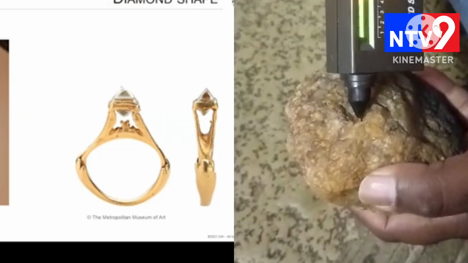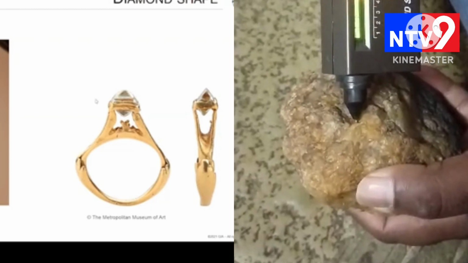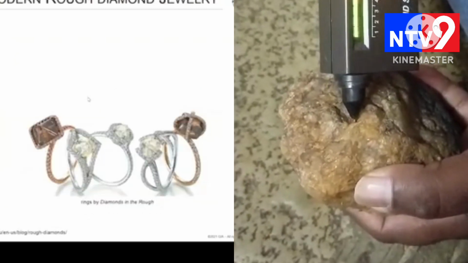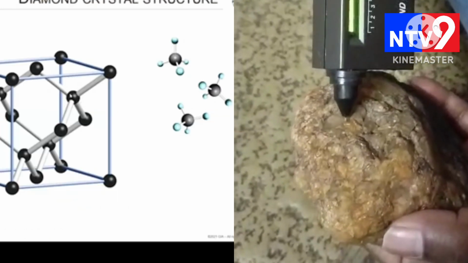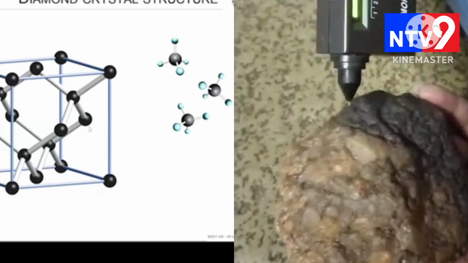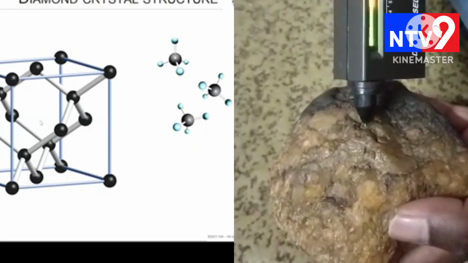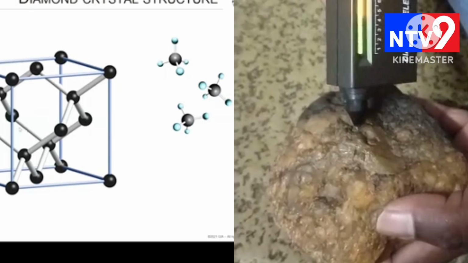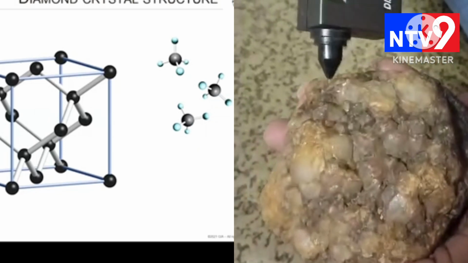Now, diamonds aren't just used in their rough state in antiquity. We even have some modern rough diamond jewelry shown here. We've got some octahedrons, with a carbon atom that's joined to 4 other carbon atoms building up this structure. So this is a lowest energy configuration that the carbon atoms have a tendency to form in.